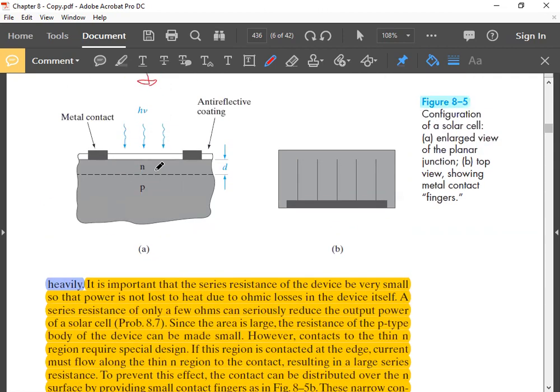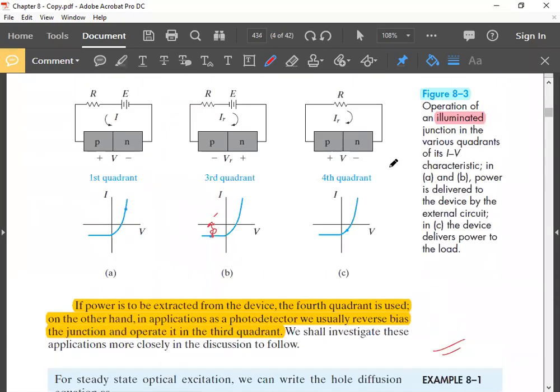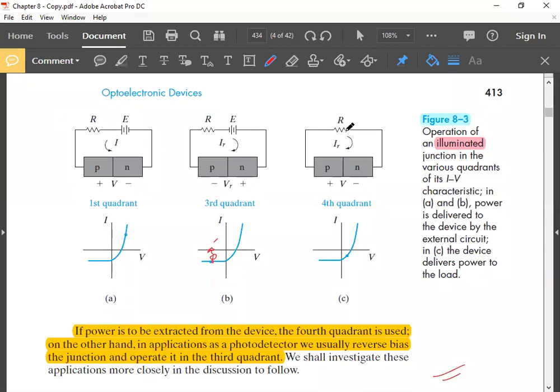Remember, this PN junction, this solar cell, has to be connected to an external circuit, to a resistor, like this, which has been shown in the last class. So this is the resistor. This PN junction delivers power to this load.